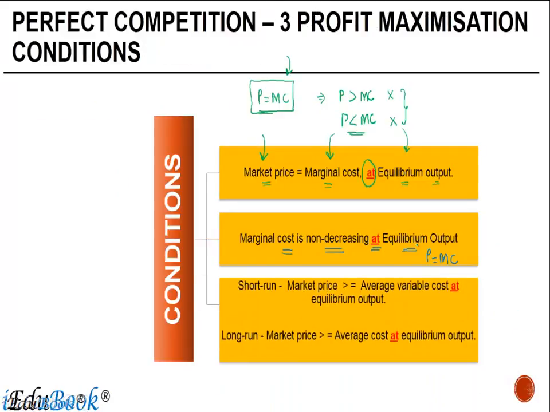The third condition is that in the short run, the market price has to be greater than the average variable cost at equilibrium output, right? And in the long run, the market price has to be greater than the average cost at equilibrium output. Now notice the difference of the word variable over here. In the short run, it refers to the average variable cost. In the long run, it refers to average cost, right?